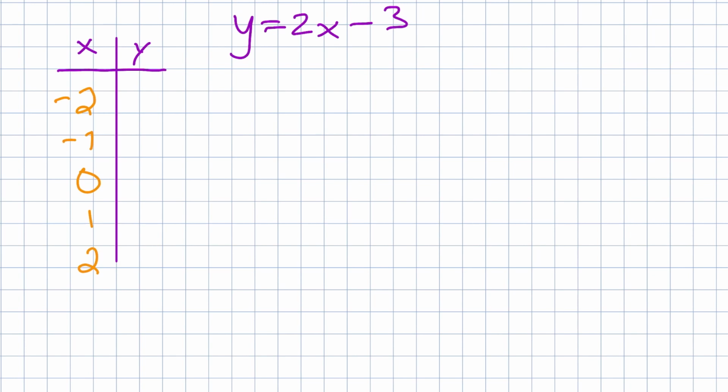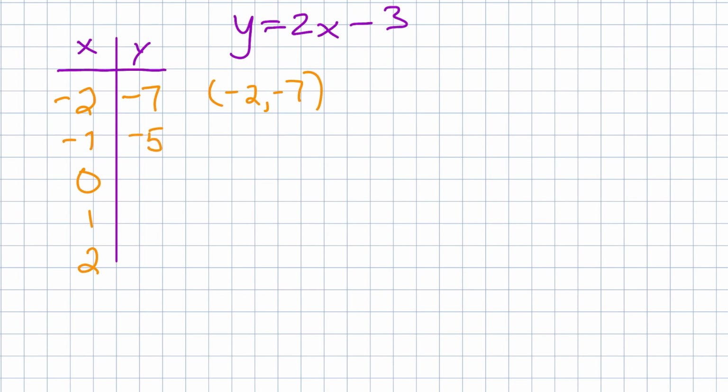Now, I'm going to use some math to figure out what the y values are that go with each of these x values. So if I take the x and I plug it into where x is in the equation, instead of 2x minus 3, I have 2 times negative 2 minus 3. I do the math. 2 times negative 2 is negative 4. Negative 4 minus 3 more is negative 7. So that means the coordinate negative 2 goes to negative 7. That's my coordinate. When I plug in negative 1, 2 times negative 1 is negative 2, and negative 2 minus 3 is negative 5.